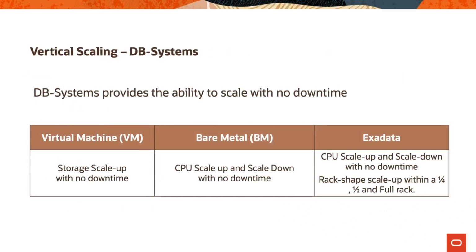So vertically scaling database systems, you have virtual machines, which you can scale storage up with no downtime. You have bare metal, where you can scale your CPUs up and down with no downtime.